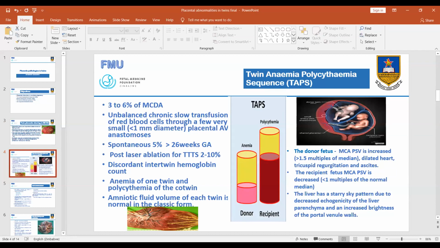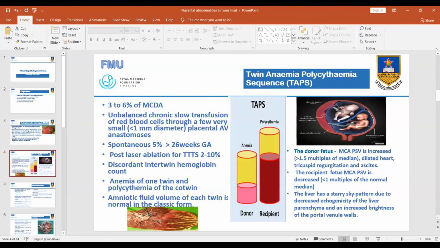This condition affects up to 6% of monochorionic diamniotic pregnancies, and it's a result of unbalanced and chronic slow transfusion of red blood cells from one twin to the other, and this is taking place through very small vascular anastomoses between an artery and a vein, and these are very small vessels, less than 1 millimeter in diameter.